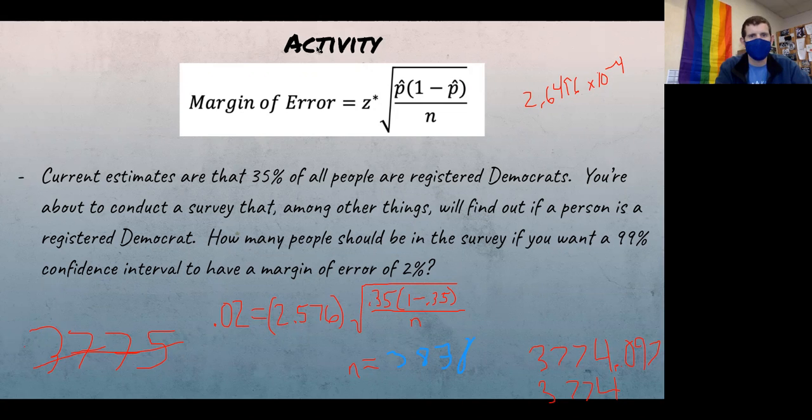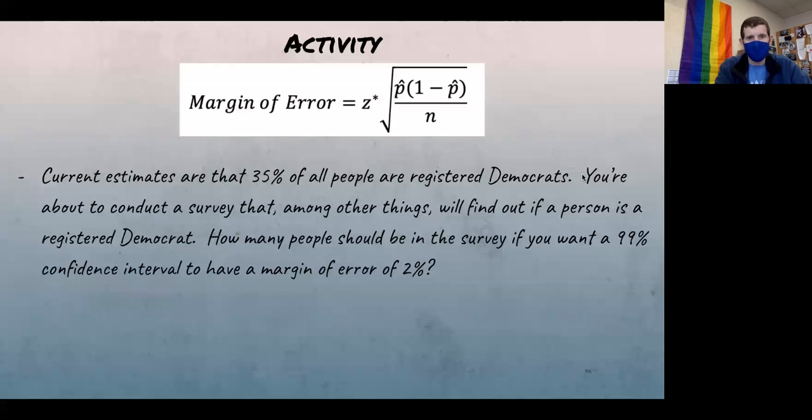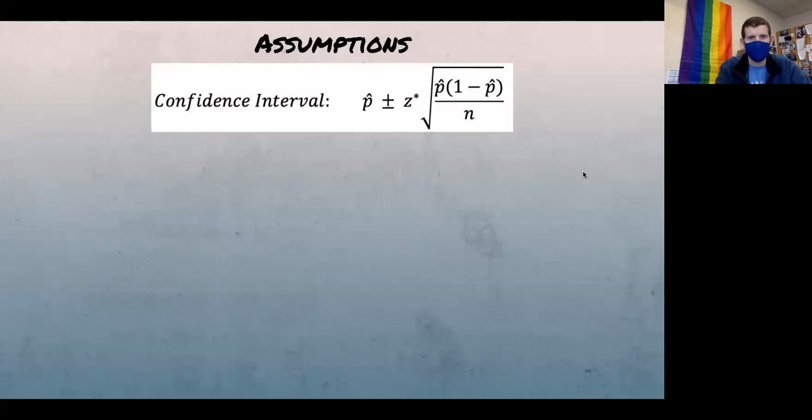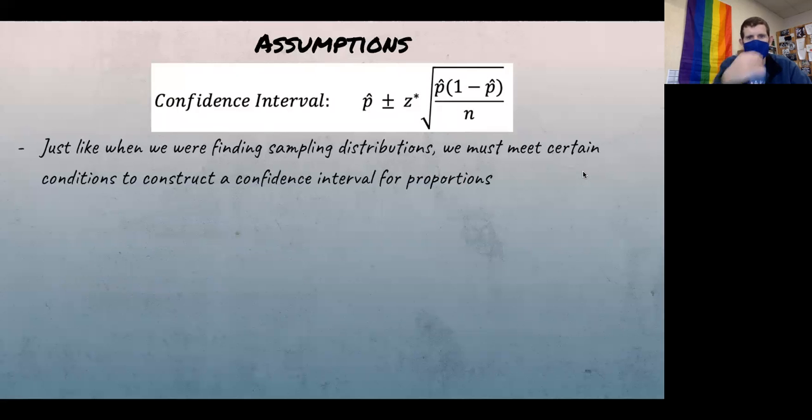This is all pretty good. We've calculated confidence intervals, we've calculated margins of error, and we've worked backwards to figure out what sample sizes need to be based on a margin of error. Now we're going to talk about the assumptions of a confidence interval. We must meet certain conditions in order to even do this. You can't just rush ahead and plug these numbers into a formula and call it good. First, we need to make sure it's even appropriate to do so.